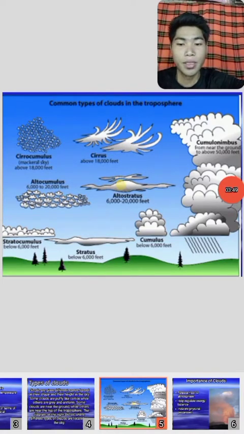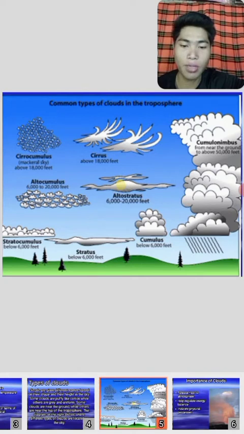So, remember, clouds can be classified into three major groups, which are the high, middle, and low. So, ako ni-explain unsa nang clouds ang nasa middle, ang nasa low, ug nasa high. So, first, akong i-explain ang high clouds. The group of high clouds are the clouds that are 5 to 13 km away from the Earth's surface. The examples of high clouds are the cirrus, cirrostratus, and cirrocumulus.